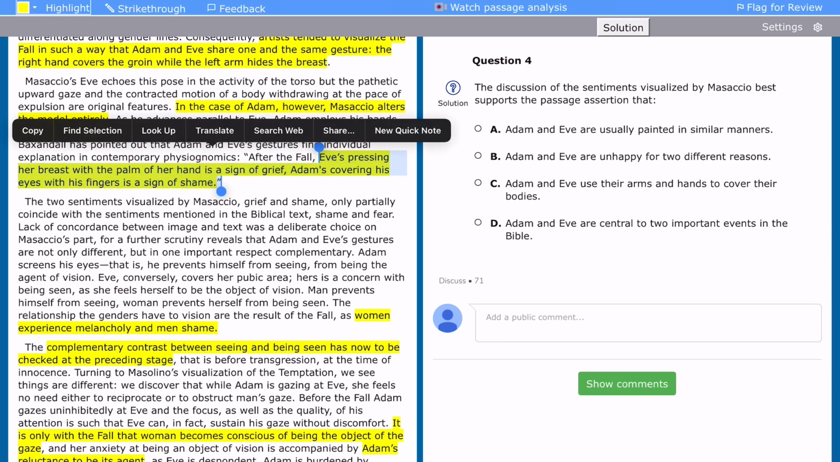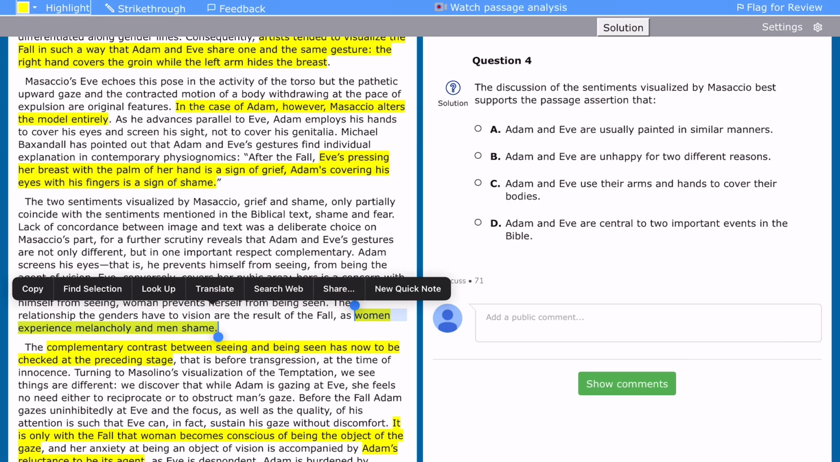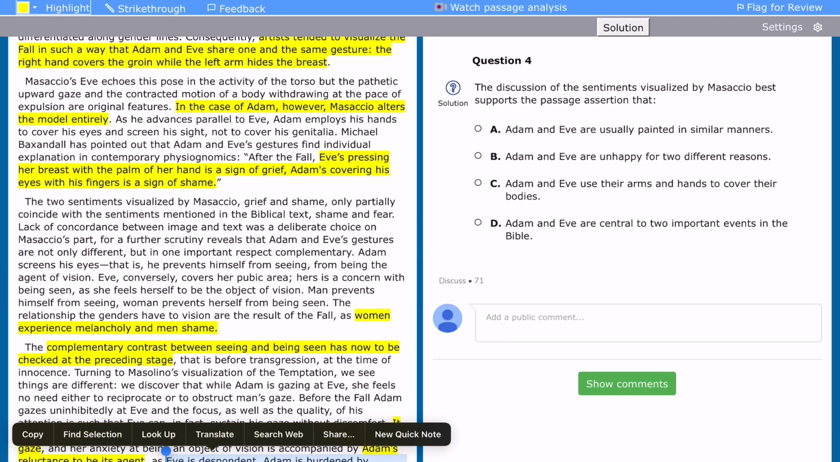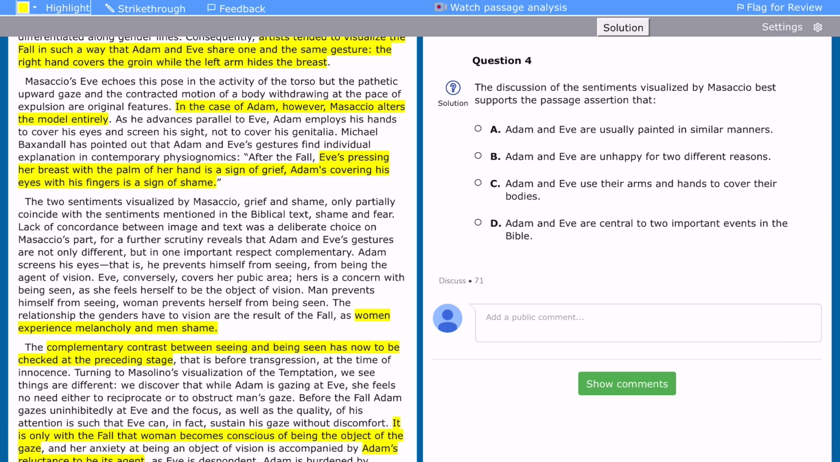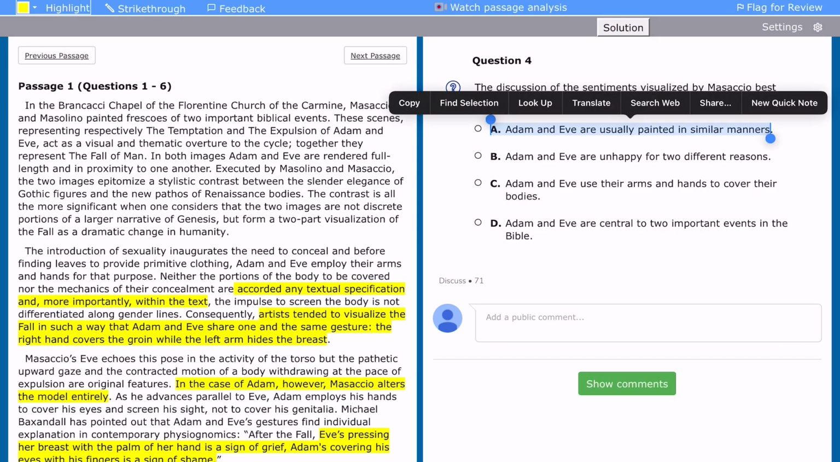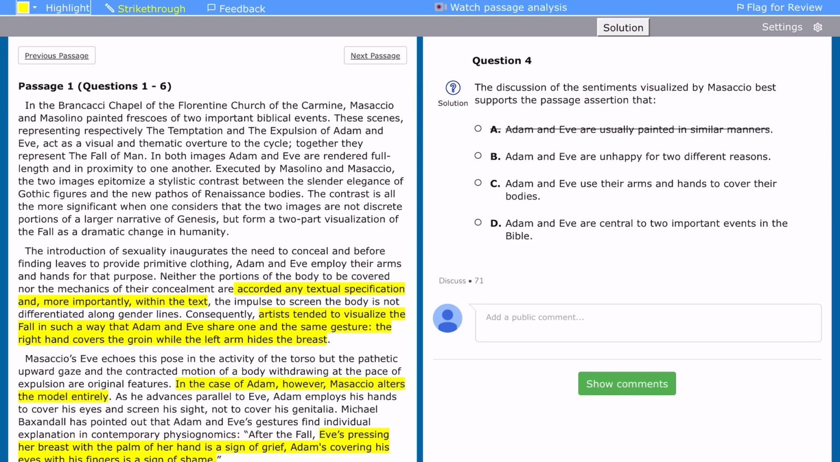This is one part. And then they repeat it again, where they say women experience melancholy and men shame, referring to after the fall. And then finally they say, as Eve is despondent, Adam is burdened by embarrassment. The point here is that after the fall, the main idea of this passage is that Adam becomes uncomfortable looking at Eve, and Eve becomes uncomfortable being looked at. So, A is incorrect. Adam and Eve are usually painted in similar manners because the passage is talking about how Masaccio and Masolino painted them differently. Now, A is referenced here at the beginning where they had the same gesture, but this is only at the beginning. It does not follow through the entire passage, so we can eliminate A.